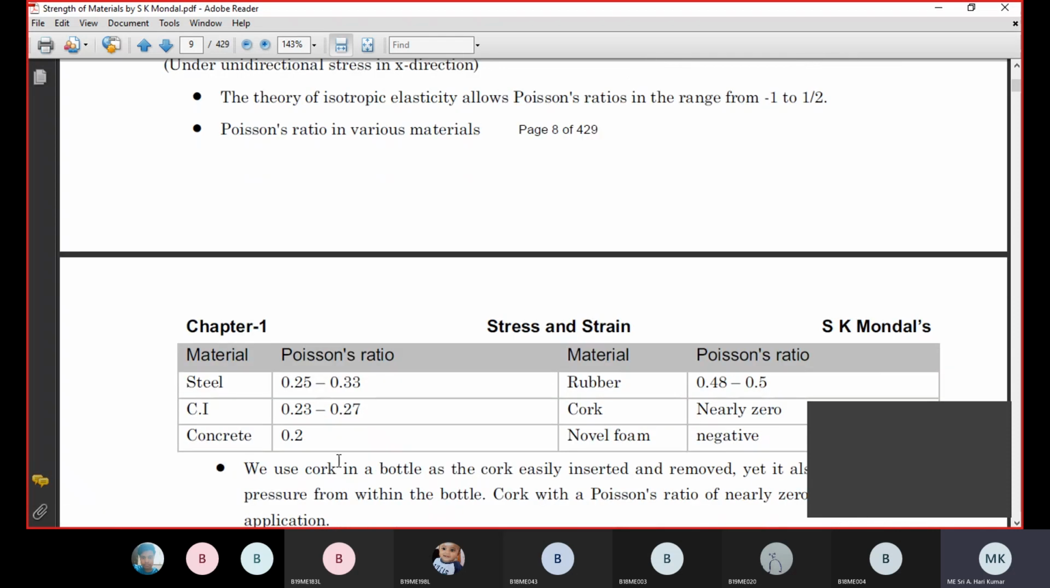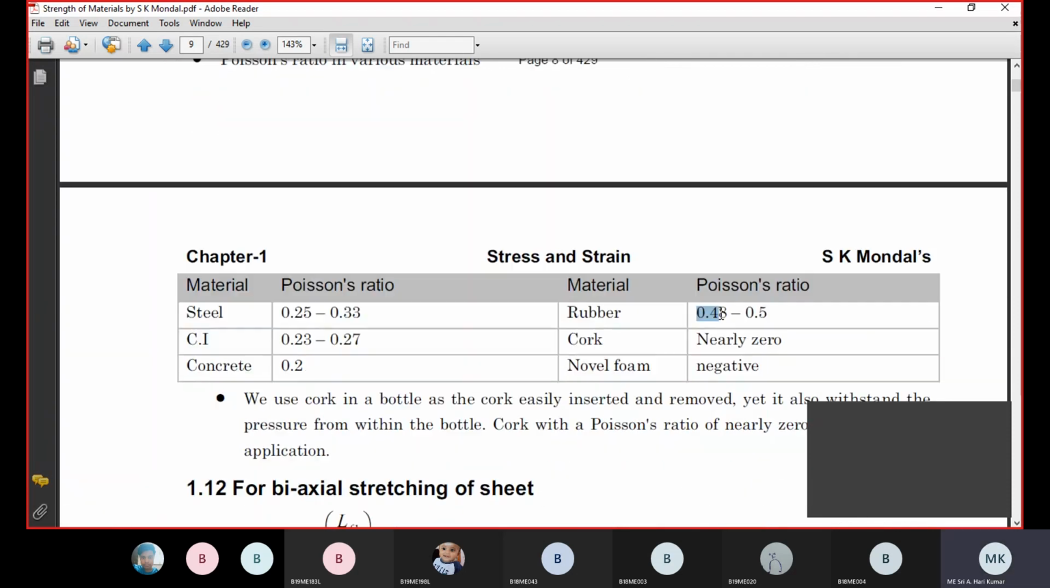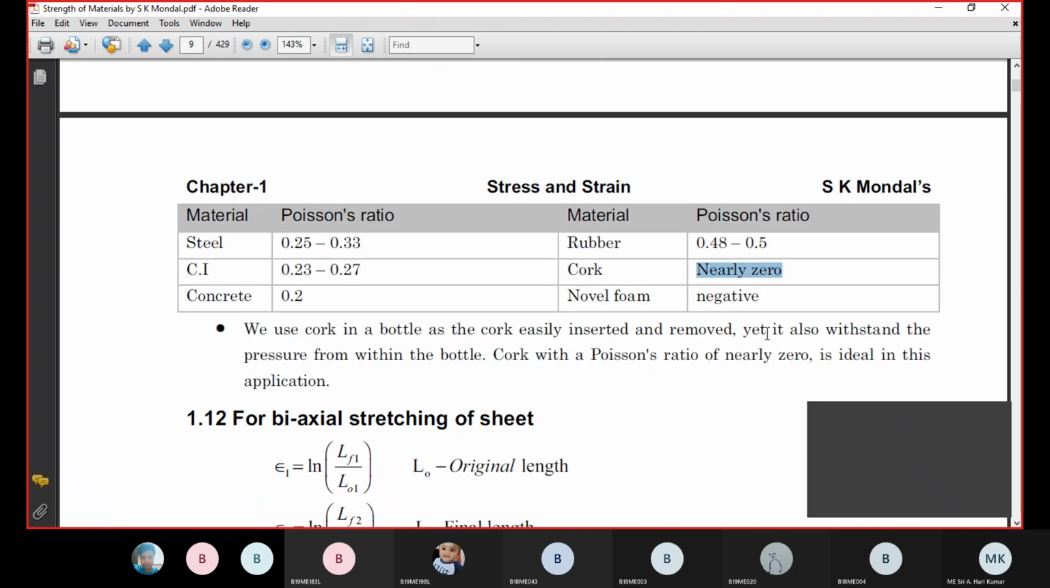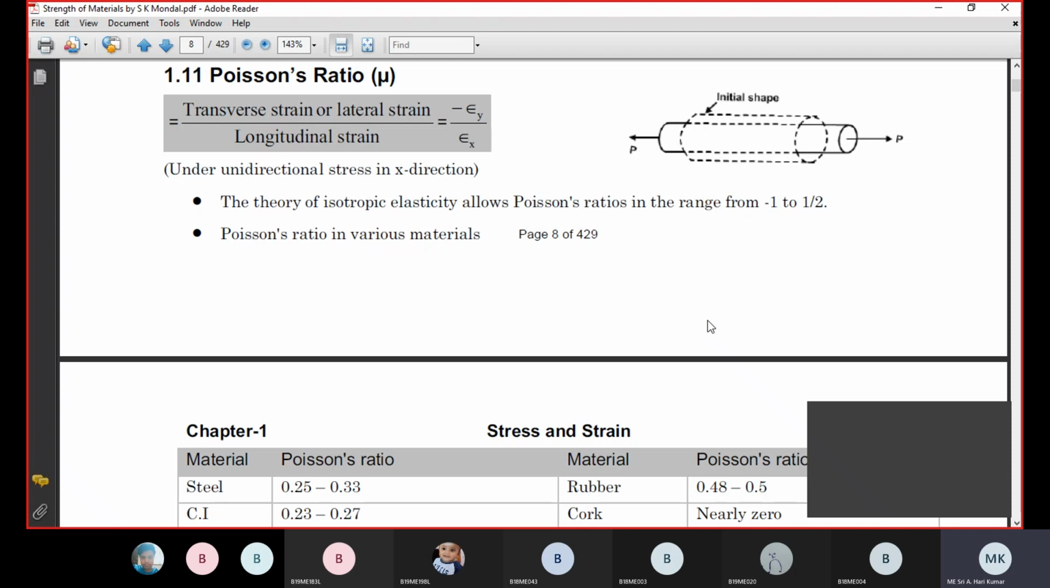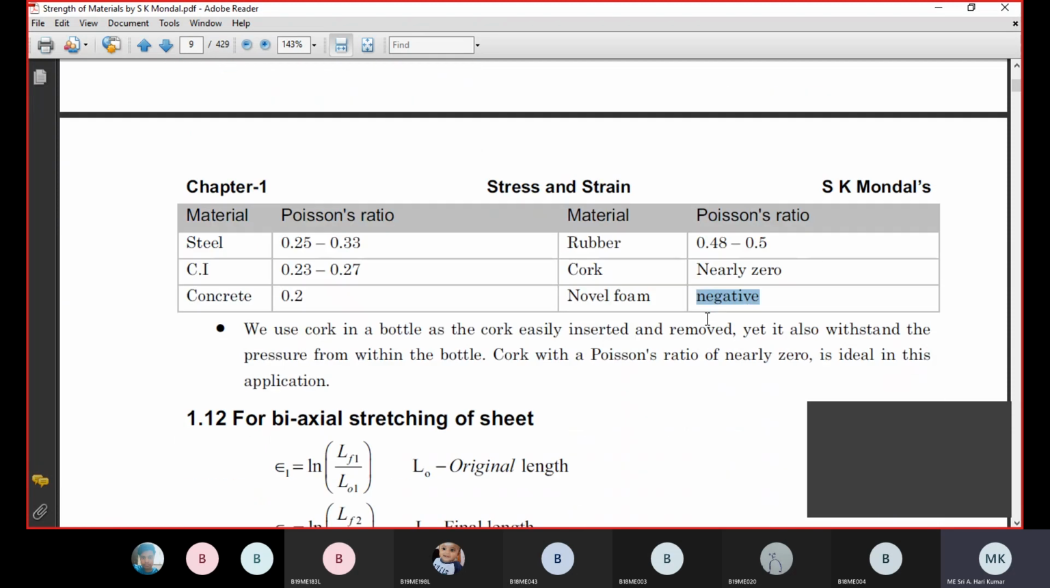But rubber elongates very much, so it has a higher value of Poisson's ratio. Cork never has any transverse strain, so that becomes 0. So negative is a new trend. Negative means the numerator will be higher than the denominator.